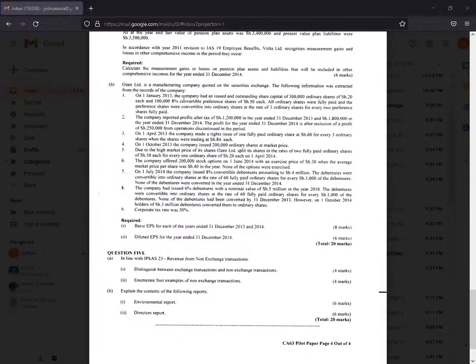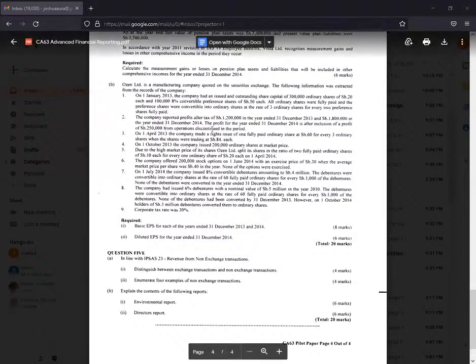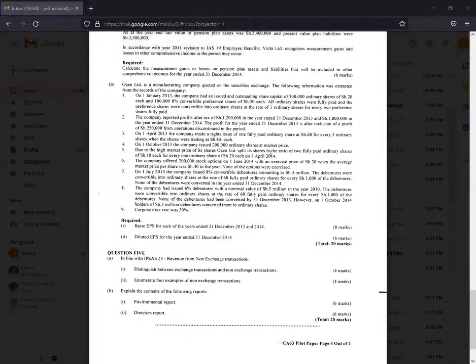On 1st April 2013, the company made a rights issue of 1 fully paid ordinary share at 60 for every 3 ordinary shares when the shares were trading at 84 each. On 1st October 2013, the company issued 200,000 ordinary shares at market price. Note 5, due to high market price of its shares, Ozen Limited split. I like this splitting and reverse splitting. When a good examiner introduces this thing of splitting and reverse splitting, he ensures that he throws over 50% of the students under the bus.